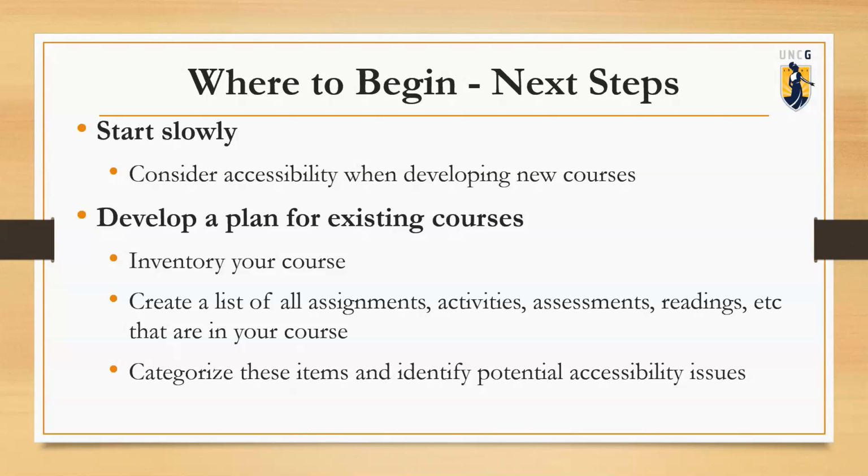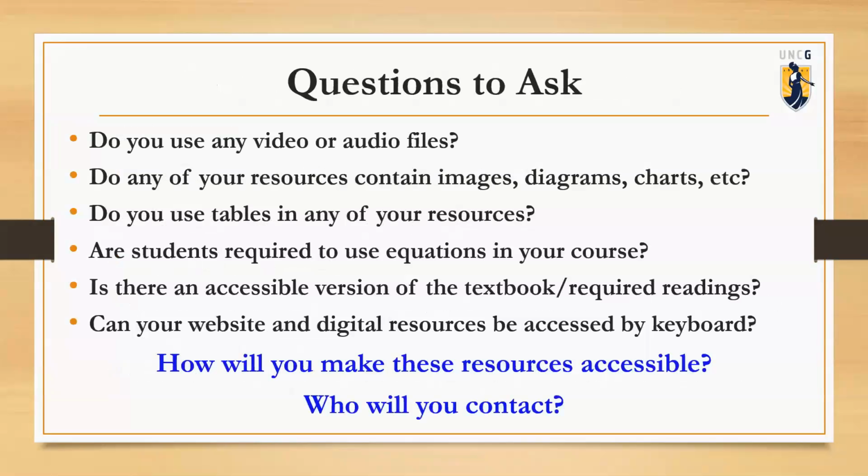So like I said, you can use that list to categorize items, looking for potential accessibility issues. If you're not able to actually move forward with addressing those issues, at the very least, having that list is a huge step, because at least you'll know what those issues are. And there are some questions that you'll want to ask yourself and make note of on your list, all relating to potential accessibility issues.